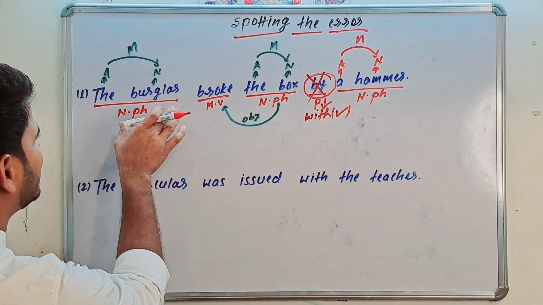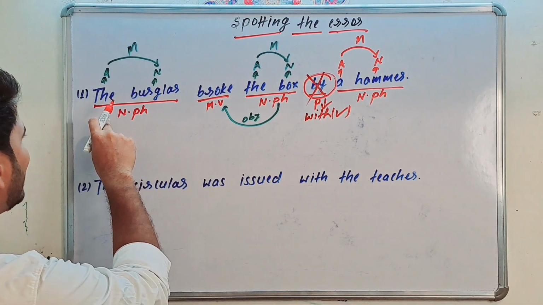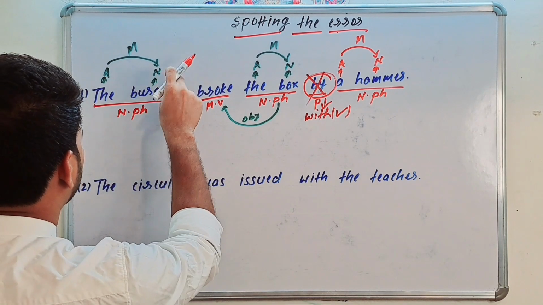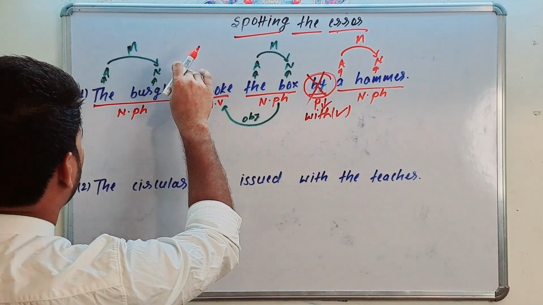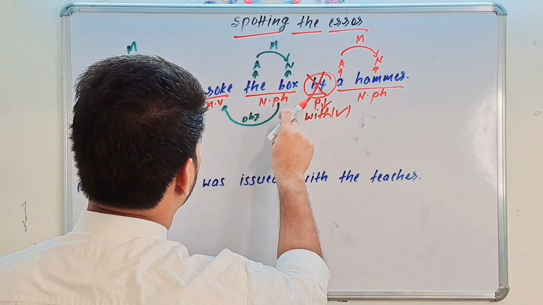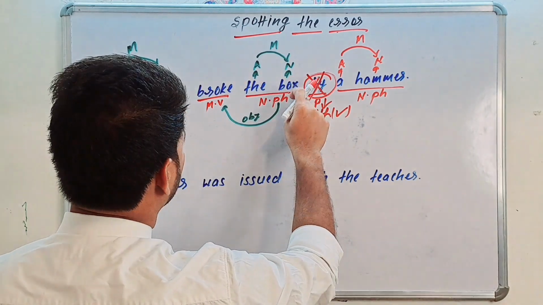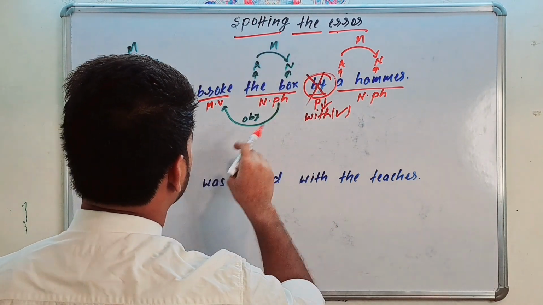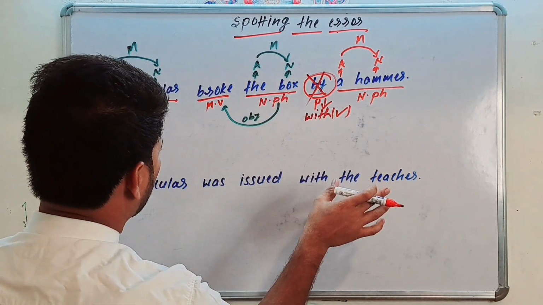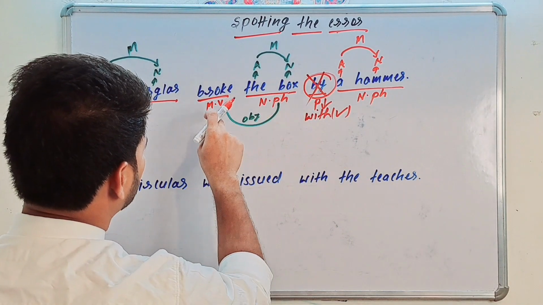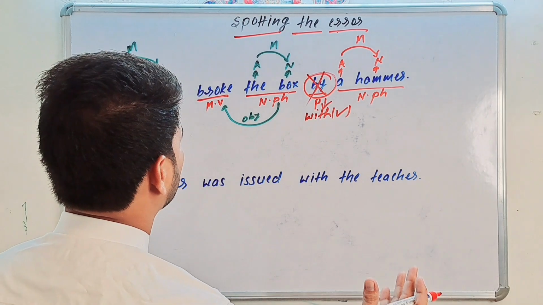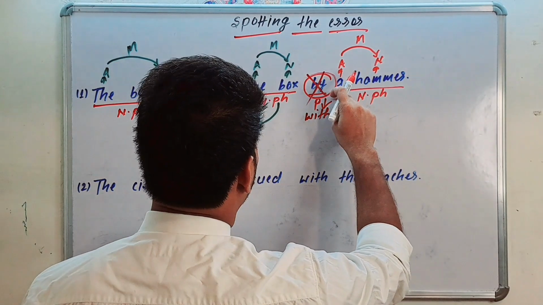Again, see from the start: the burglar is your noun phrase, and in that noun phrase, the is the definite article and burglar is the noun which it modifies. Broke is the main verb. The box is again a noun phrase, with the definite article the modifying the noun box. Here, the burglar broke what? The box. This is your noun phrase and the object of the main verb. So ask a question: the burglar broke what, the box, by a hammer, where by is your preposition.